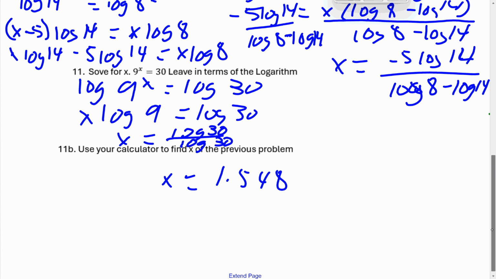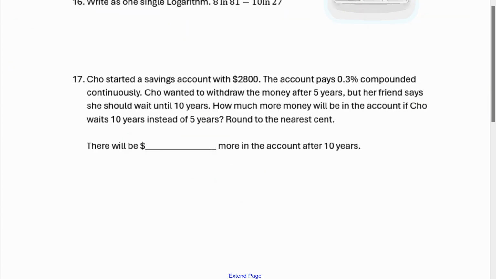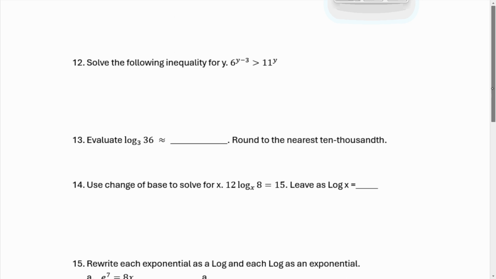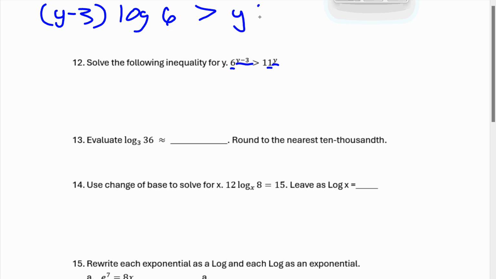So that's the first part. And next part, same thing. This is kind of a harder problem because we have two y's. We have the inequality, so we just keep it the same. So we're going to move this out in front when we take the log of both sides. So I'll take the log of both sides and then move my exponents in front. So y minus 3 times the log of 6 is greater than y log of 11.